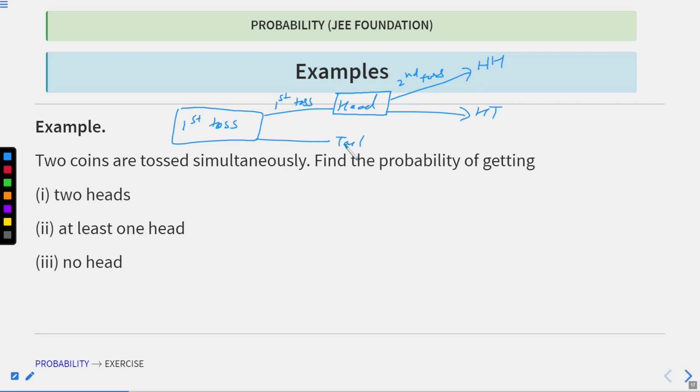What if in the first toss I got the tail? Then in the second toss I again have two possibilities, getting head or tail. So in total, if two coins are tossed simultaneously, I have four possibilities: head head, head tail, tail head, or tail tail.